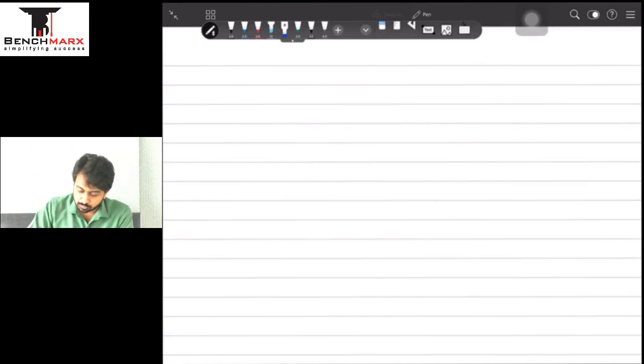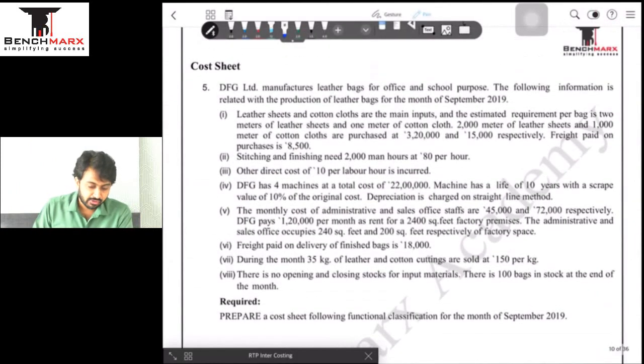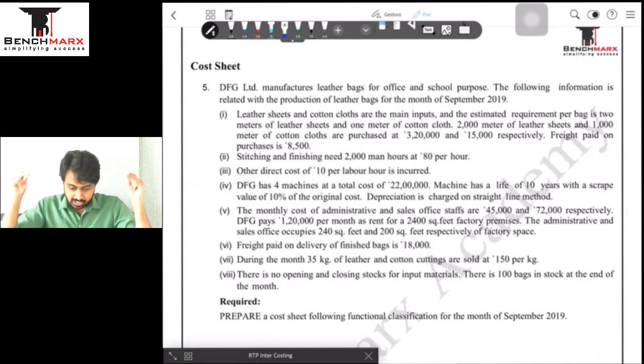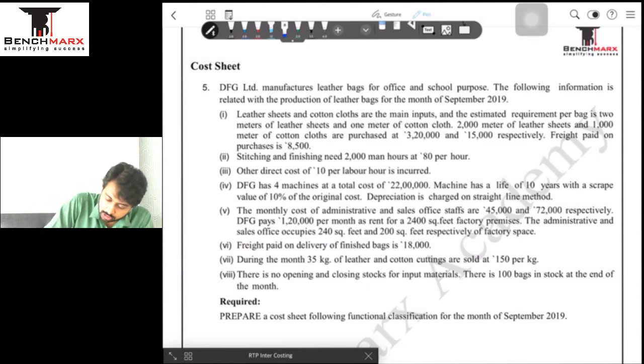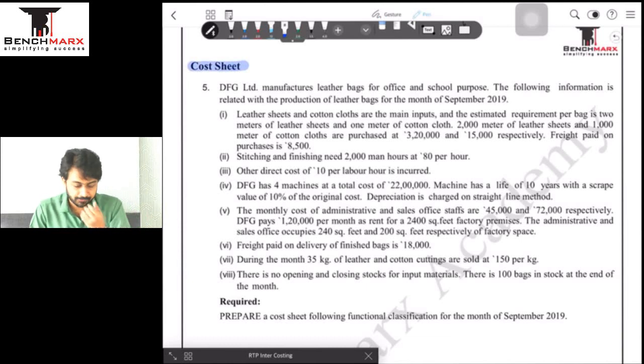ठीक है, this was a small intro of the cost sheet, which is going to be discussed in this question, which means we are set. We are set to start question number 5, and after this question, we'll take a small break. ठीक है, let us start. Cost sheet, question number 5, we are doing RTP of November 19, based on the chapter of cost sheet. Let us start. Question 5.